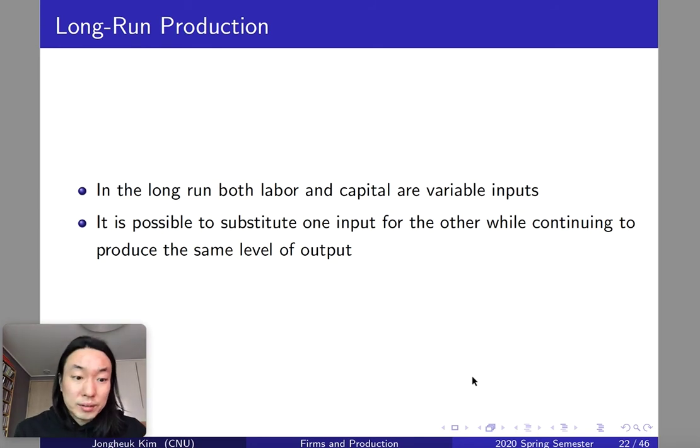But in the long run, there is no more fixed input. All inputs are variable in the long run by definition. There is a little bit more complicated issue here, which is that if we fix a specific amount of output here, then how can the inputs substitute each other or complement each other?